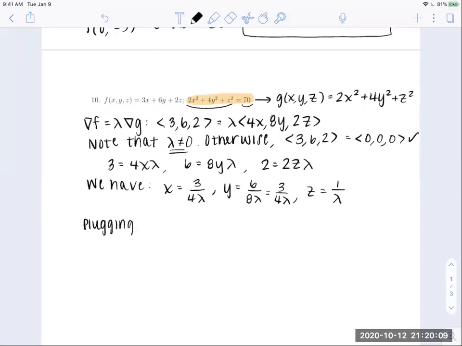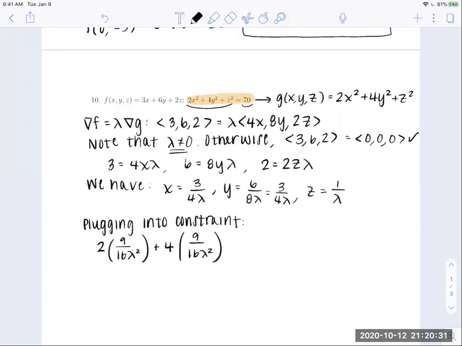So plugging into the constraint, we have the following. 2 times x squared is going to be 9 over 16 lambda squared, plus 4 times y squared, also 9 over 16 lambda squared, plus z squared, which is 1 over lambda squared, equals 70.